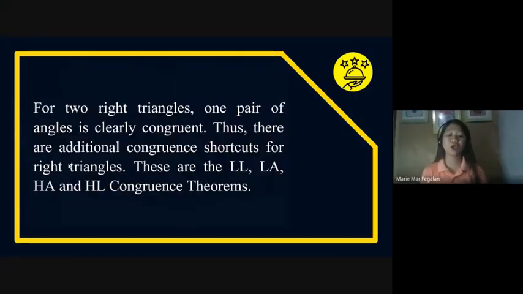For two congruent triangles, one pair of angles is clearly congruent. Thus, there are additional congruence shortcuts for right triangles. These are the LL, LA, HA, and HL congruence theorems. L stands for the leg of the given triangles, H for the hypotenuse, and A for the altitude.